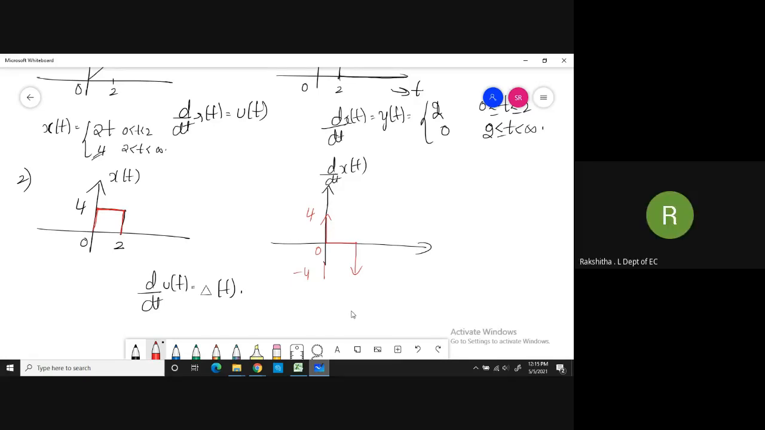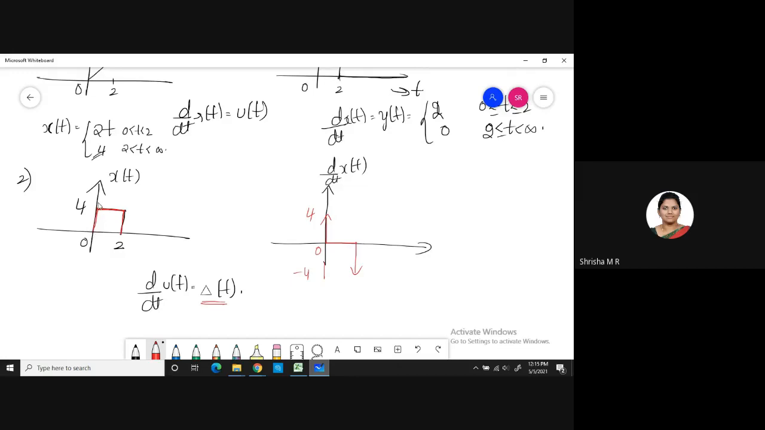Ma'am, can you repeat it again, ma'am? Yeah, this is a unit step signal. If you differentiate a unit step, you get an impulse. So observe here, your signal is a unit step. It is increasing, the amplitude is increasing from 0 to 4 at the beginning.